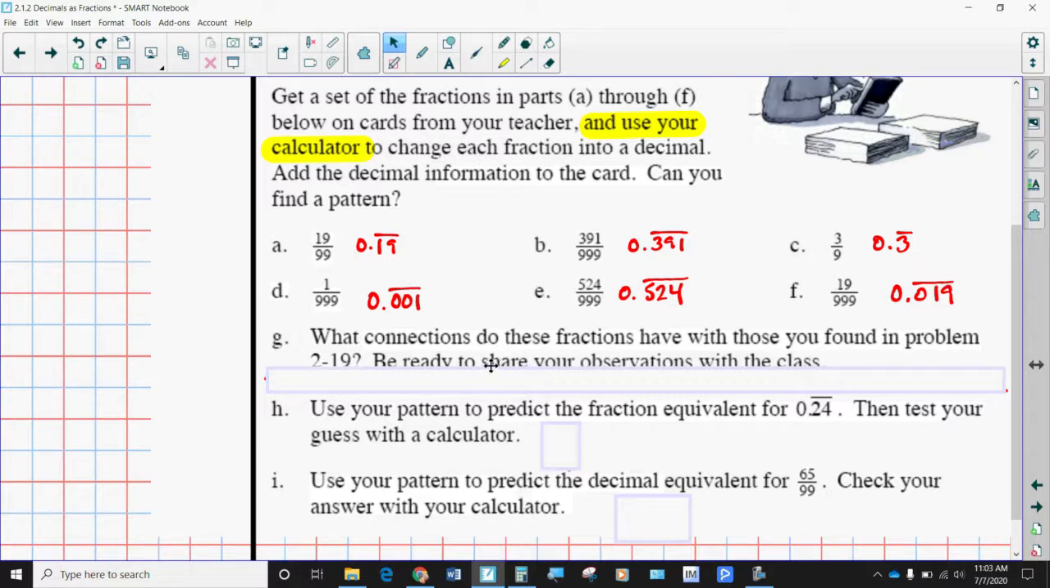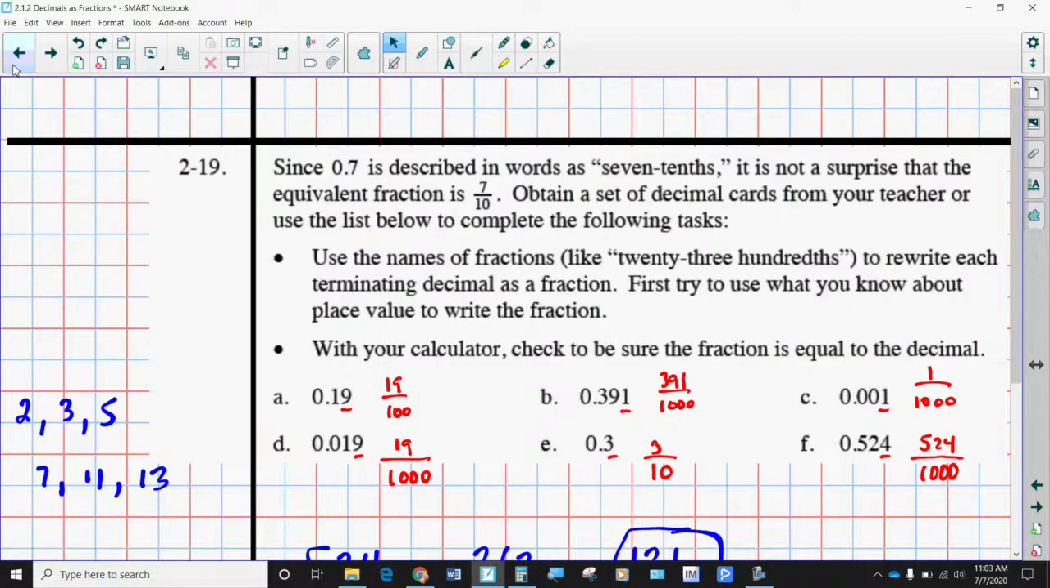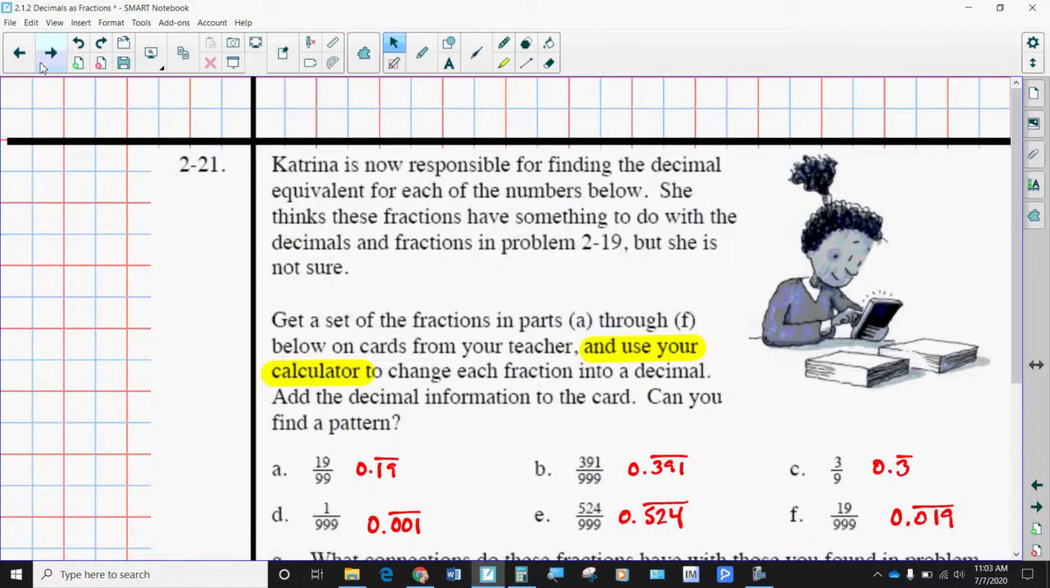So what connections do these fractions have with the ones that we found on the previous page? Or on problem 19, I should say? Well, they're very, very similar in that they have the same number of parts.